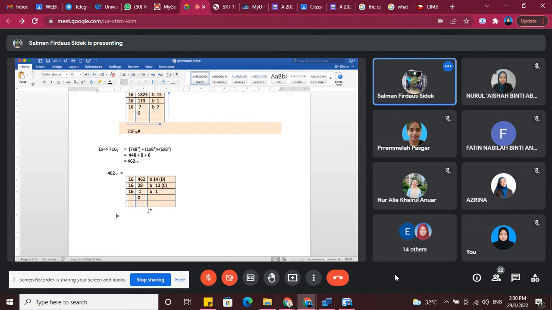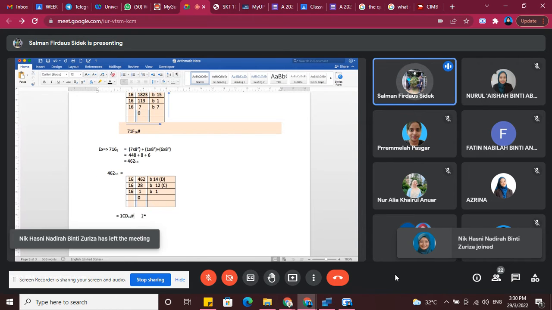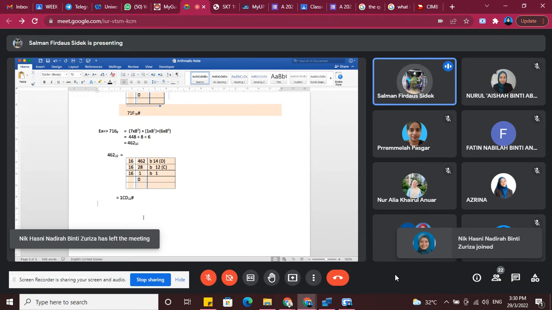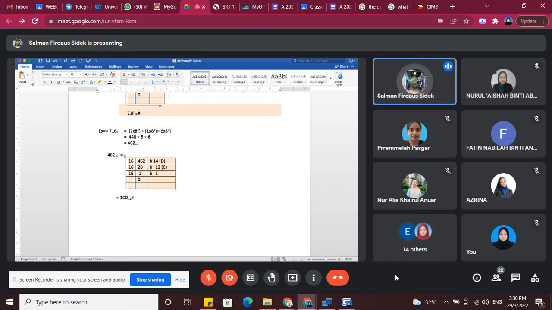Nanti kita check. 1, C, D kan? Tak ada masalah. Confused ke apa ke, tak ada masalah pun. Okay, let's say kita kata ni jawapan dia. So this is the question and this is the answer. Ini one of the technique that you can use. Let's say saya nak guna teknik yang lain, yang lagi mudah daripada ni, yang tak melibatkan pengiraan yang susah macam ni.